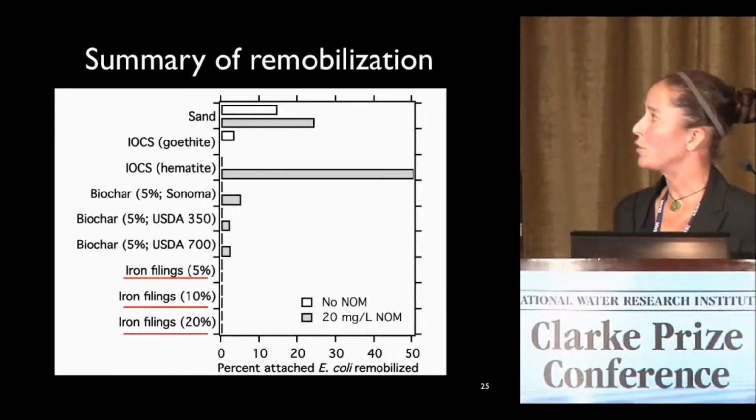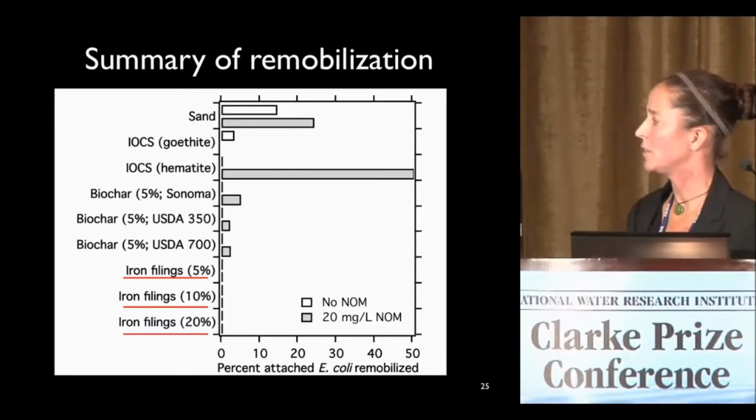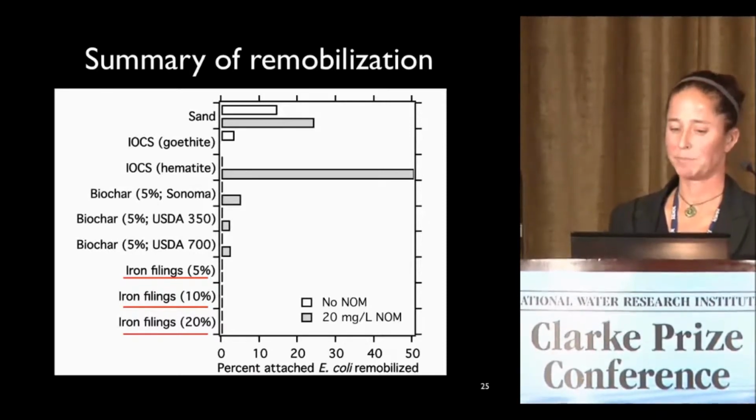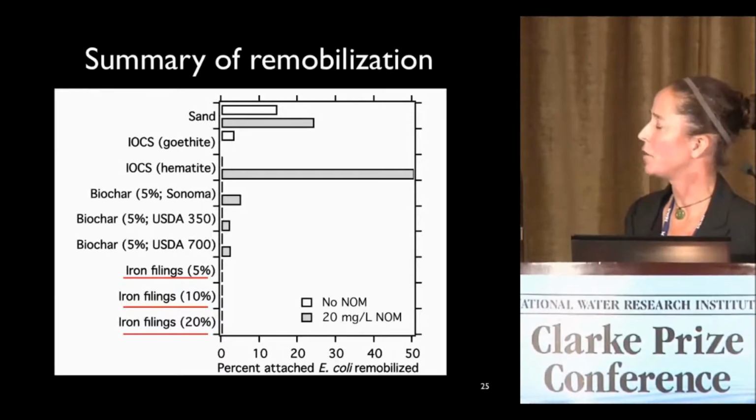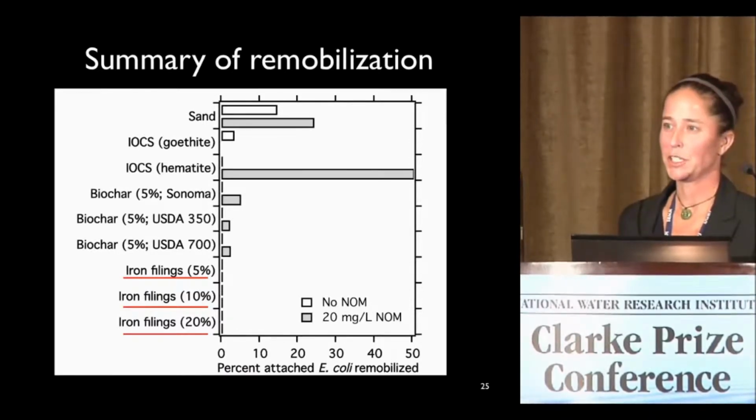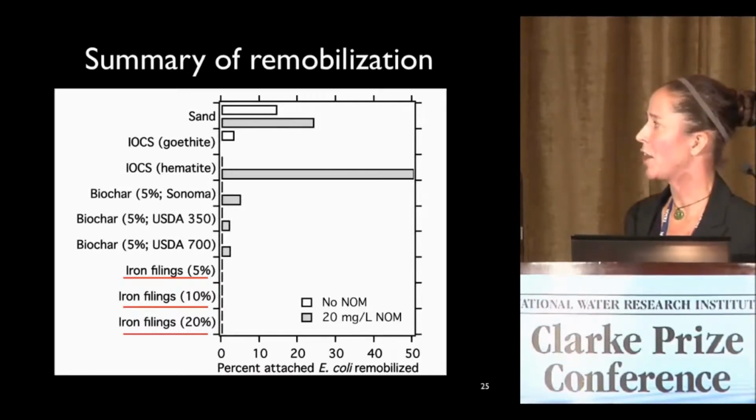So this is a summary of the remobilization results. This shows the same geomedia that was in the previous plot like this. And then on the bottom axis, on the x-axis, is the percent of attached E. coli that were remobilized during the 2 intermittent flow events. So what's important to note here is that there are a number of geomedia where it looks like it's 0, where it is 0, where there is no mobilization of bacteria under the intermittent flow event, in particular the iron filings.